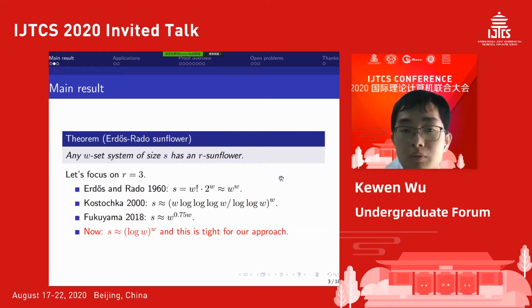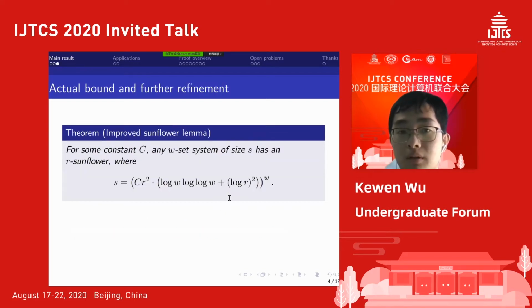And in our result, we improved the bound to be roughly log W to the W. And we also show that this is tight for our approach. You can find the inner factor is decreased from W to log W. And this is our actual bound, and I will mention another further refinement. So we prove that for some constant C, any W set system of size S has an R sunflower, where S is the following bound. The dependency on W is roughly log W to the W, and the dependency on R is roughly R squared to the W.